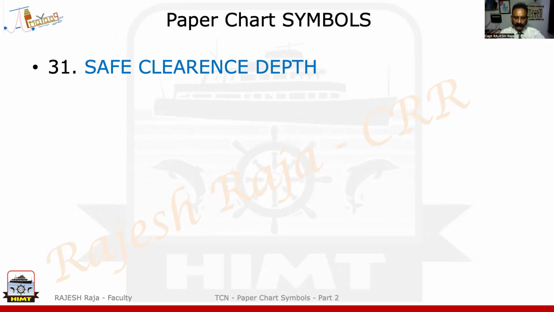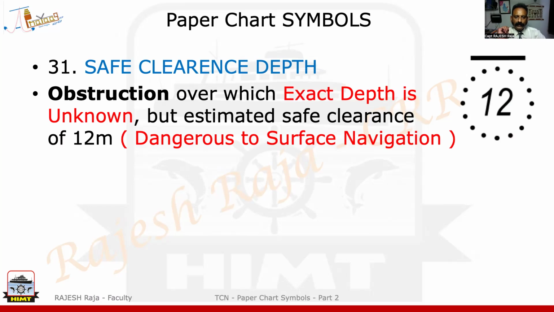Let us look at the safe clearance depth. So when you talk about safe clearance depth, you might get a symbol like this. You can see it is marked 12 and with a dotted circle. The dotted circle has a meaning and there's a line on the top. Let us look at the interpretation of this. See here, it's an obstruction over which the exact depth is unknown. But the estimated safe clearance is that 12 meters. And since the dotted circle is here, I will always consider that dangerous to surface navigation. So please do not plot any of your courses on top of this.